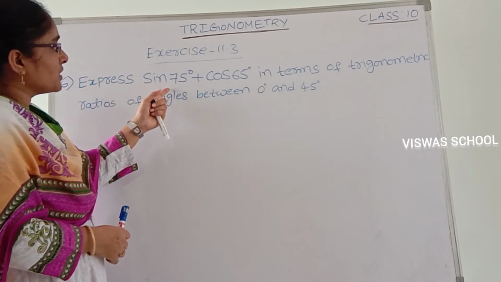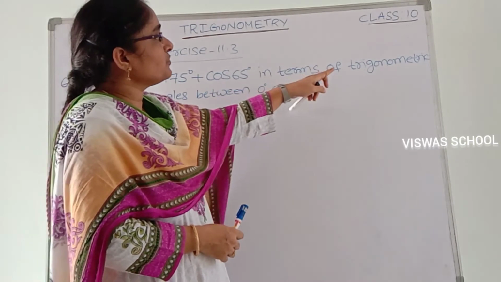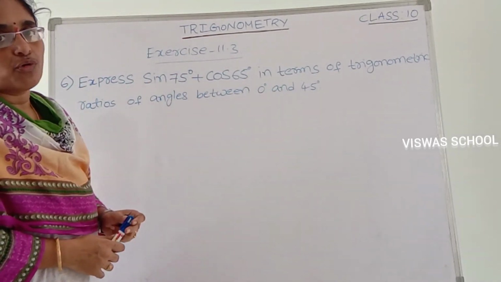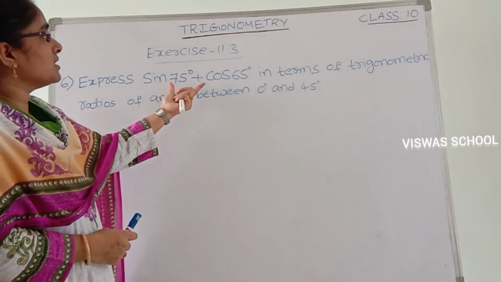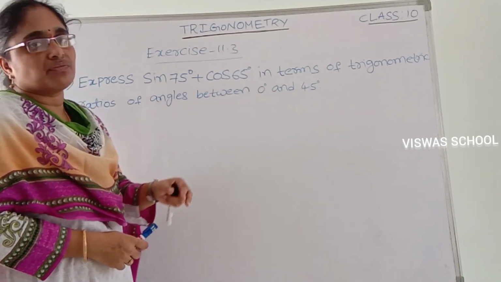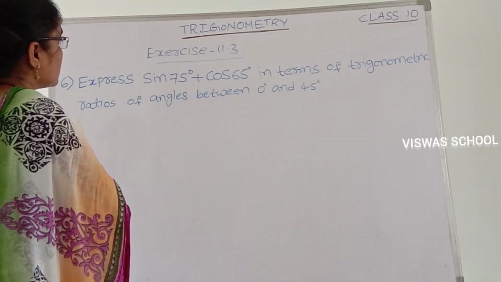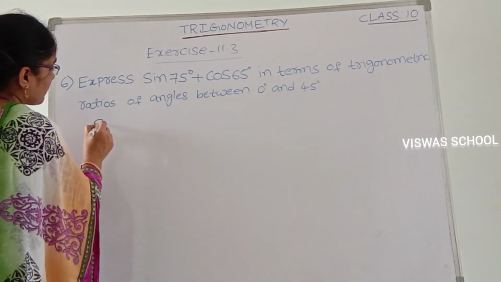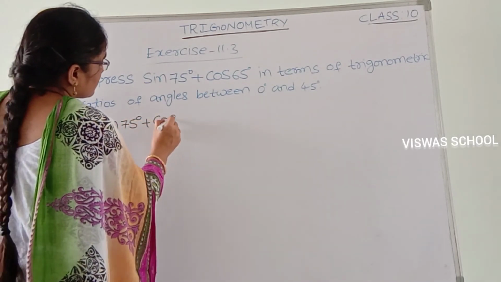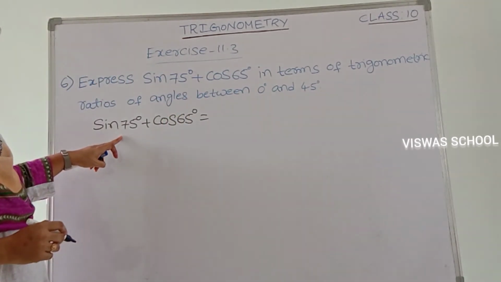Next, the last problem in this exercise, that is the sixth problem. Express sine 75 degrees plus cos 65 degrees in terms of trigonometric ratios of angles between 0 and 45 degrees. We have to express this in terms of trigonometric ratios, but the angles must be between 0 degrees and 45 degrees. How do you change this? That is sine 75 degrees plus cos 65 degrees. This can be written as what here?